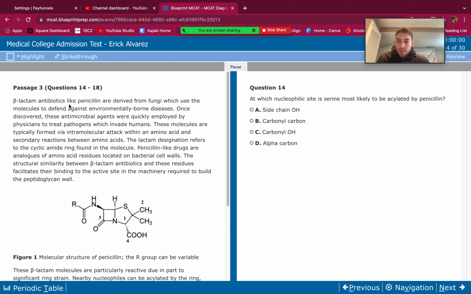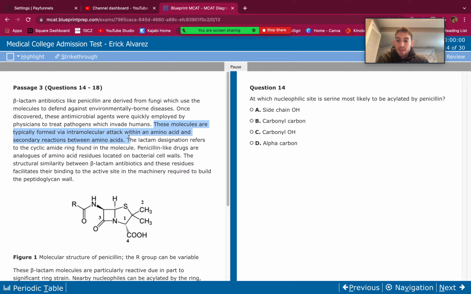Beta-Lactam antibiotics like penicillin are derived from fungi, which use the molecules to defend against environmentally borne diseases. Once discovered, these antimicrobial agents were quickly employed by physicians to treat pathogens which invade humans. Okay, cool. I already know all this. These molecules are typically formed via intramolecular attack within an amino acid and secondary reactions between amino acids.